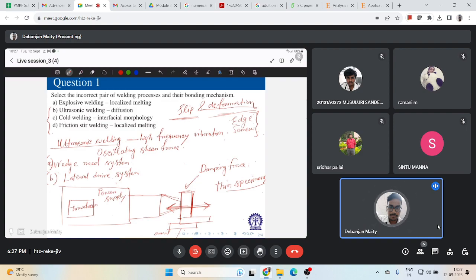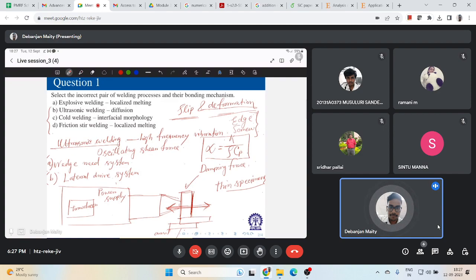So your thermal diffusivity, are you familiar with this term? I hope you are. Alpha equal to K by rho Cp, right? Depending on that, your thermal diffusion length will vary. So that localized plastic deformation is happening over here.